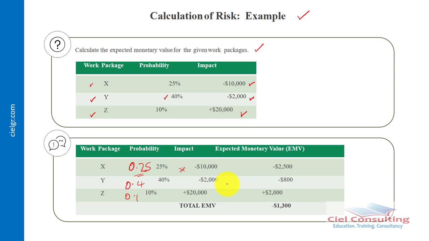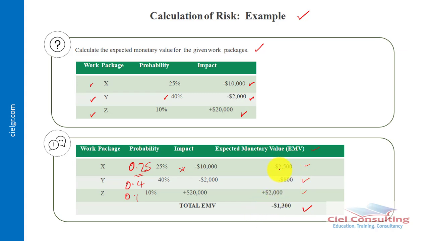Then 0.4 times 2,000 gives us negative 800. And then 0.1 times 20,000, which gives us $2,000. This is positive risk. So this is the individual expected monetary value for each of these work packages. And then at the end of the day, we add up all the various expected monetary values, and what we're left with is the total expected monetary value.